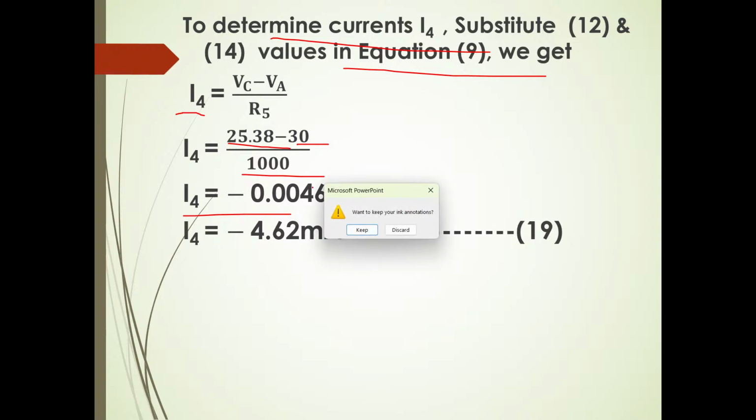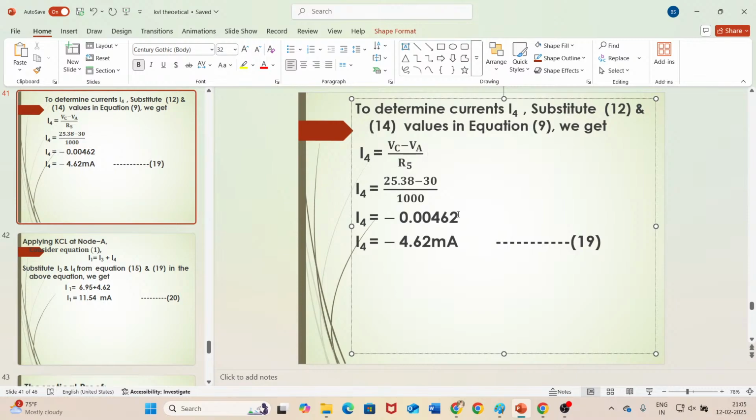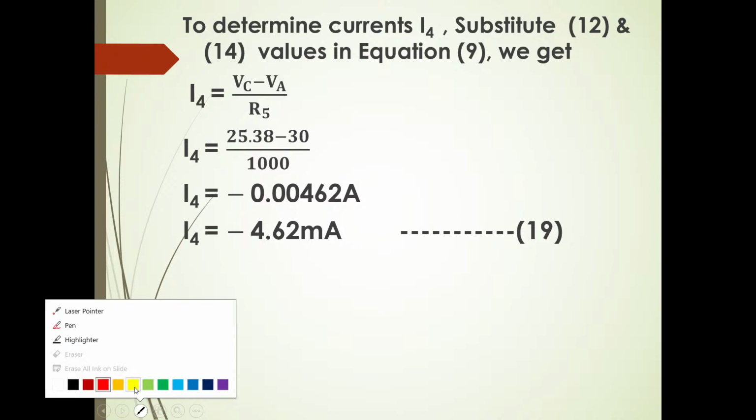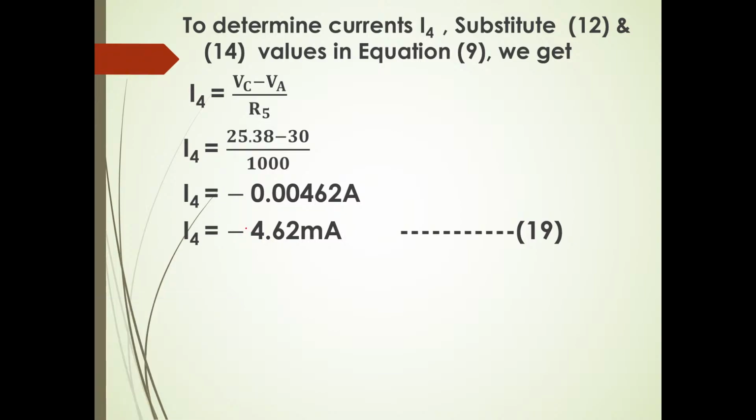You are getting a negative value, isn't it? Minus 0.00462 amperes. You convert that amperes into milliamperes. What will happen? I4 is equal to minus 4.62 milliamperes. So I4 is negative. That means what? I4 is negative means the actual current direction in the circuit is opposite to the assumed current direction. So you can mention that statement.